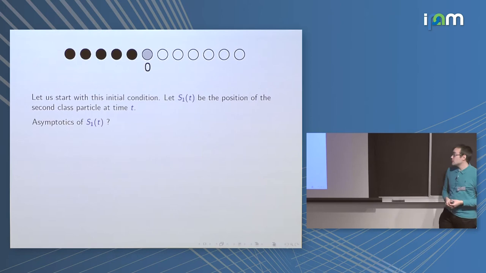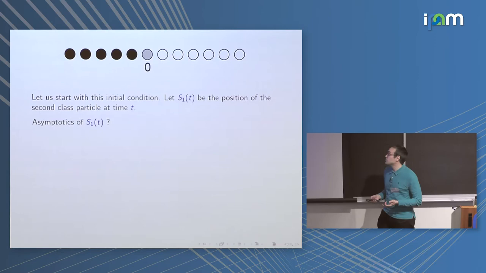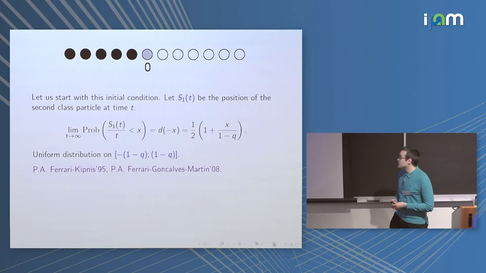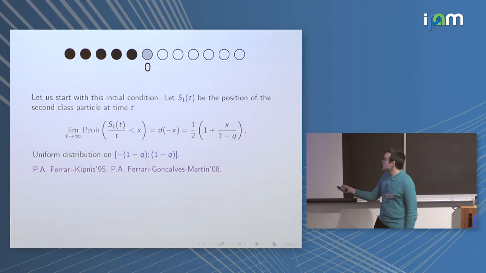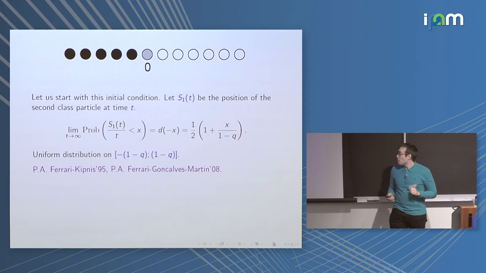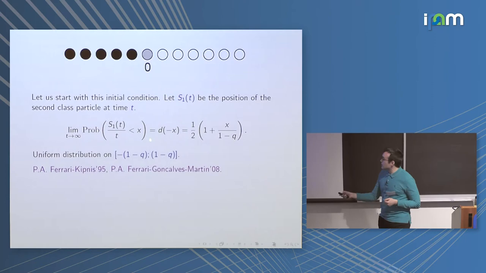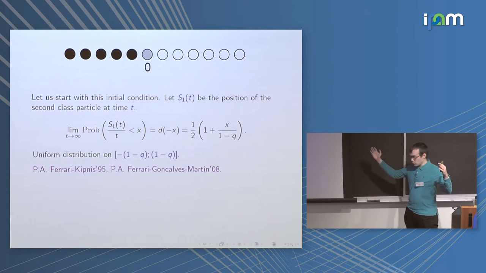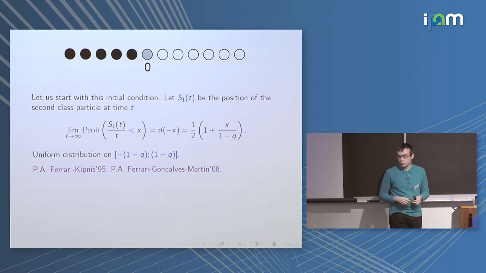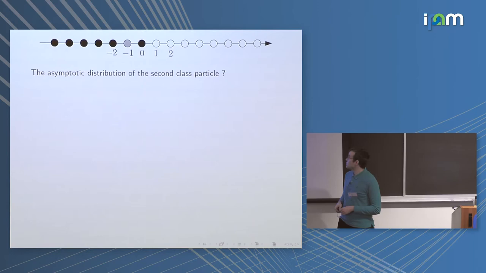This is not immediately trivial, but there is a beautiful short proof by Pablo Ferrari and Kipnis of what happens in this situation. It happens the following: the position of the second class particle grows in time. When time goes to infinity, the position of the particle also lives on the scale t, but the position is random, and its distribution is uniform on the whole non-trivial region. So our dynamics lives on this region, and if I divide by time t, then this distribution, S1 over t, will converge to a uniform random variable. So on the large interval, we can find this second class particle more or less uniformly.